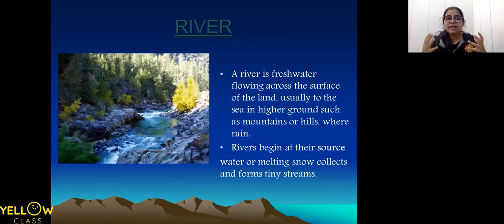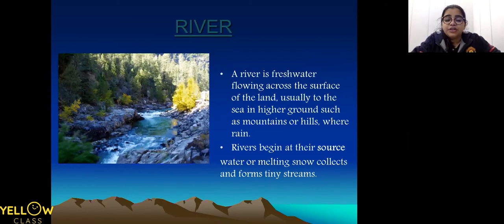A river is actually fresh water. Okay. It flows across the surface of land and it enters into the sea. All right. Why do we call it fresh water? Because if you see where rivers begin from, they actually begin from higher grounds, like mountains, hills, all right, or where there's a lot of rainwater or snow melts. Yes, that actually causes the formation of a river.